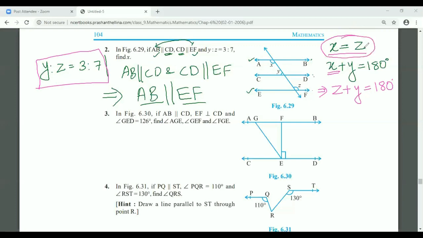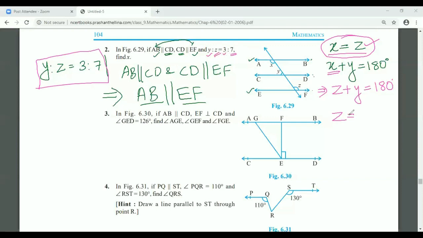So the value of X is the same as the value of Z, so that we can find the value of Z. Z is actually in the ratio. In this ratio, the number representing Z is 7, and 3 is the number representing the part of Y. So 7 is the number representing the part of Z.